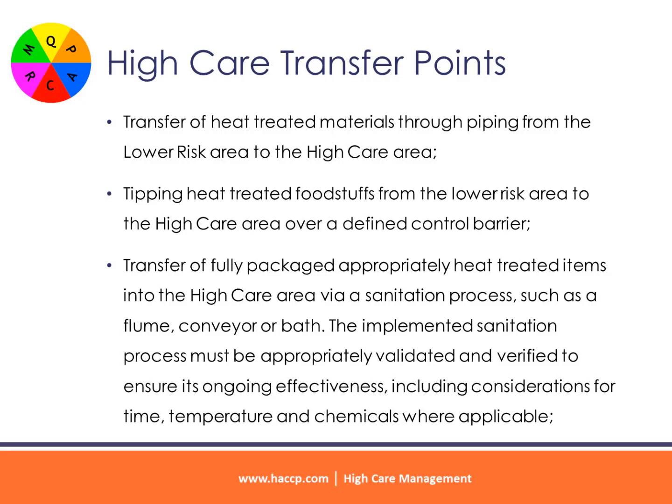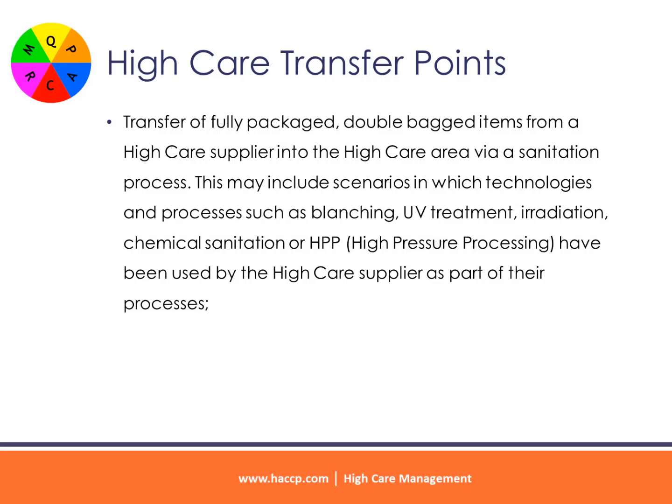Transfer of fully packaged, appropriately heat-treated items into the high-care area via a sanitation process, such as a flume, conveyor or bath. The implemented sanitation process must be appropriately validated and verified to ensure its ongoing effectiveness, including considerations for time, temperature and chemicals where applicable. Transfer of fully packaged, double-bagged items from a high-care supplier into the high-care area via a sanitation process. This may include scenarios in which technologies and processes such as blanching, UV treatment, irradiation, chemical sanitation or HPP high-pressure processing have been used by the high-care supplier as part of their processes.